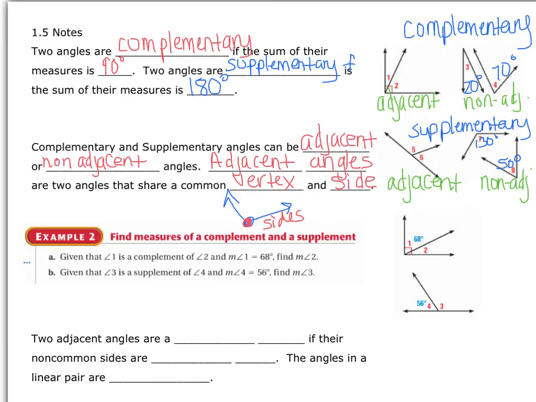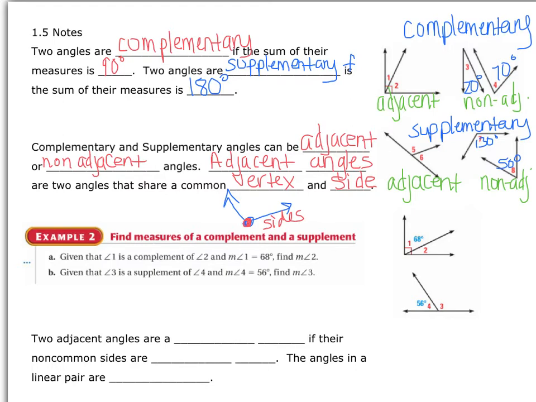So here is example 2. Find the measures of a complement and a supplement. In A, given that angle 1 right here is a complement of angle 2, and the measure of angle 1 is 68 degrees, find the measure of angle 2.